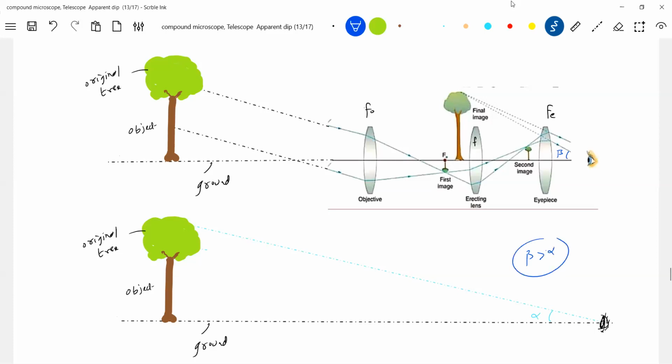Though this image is of height, how much will it be? 5 or 6 centimeters, but it is brought near to the eye. I can see things clearly. I can even count the leaves.